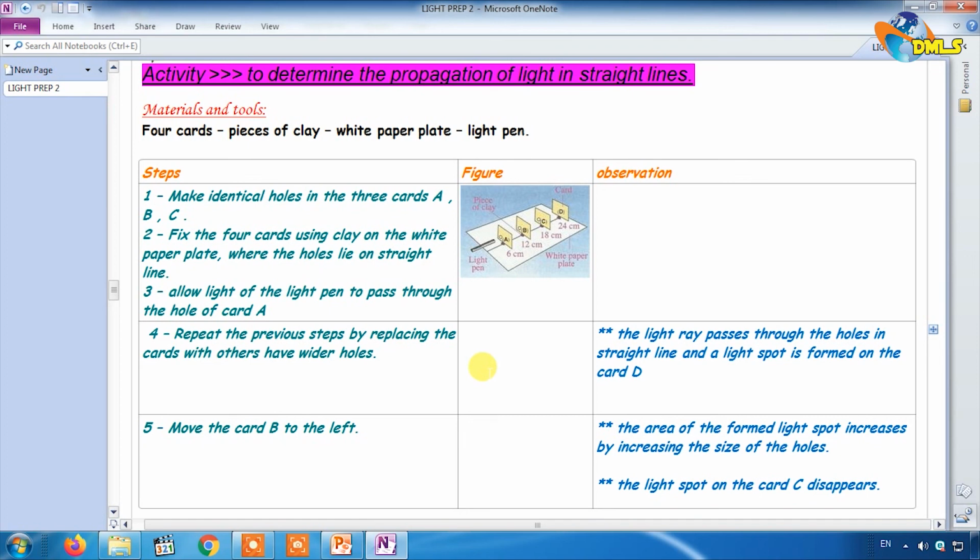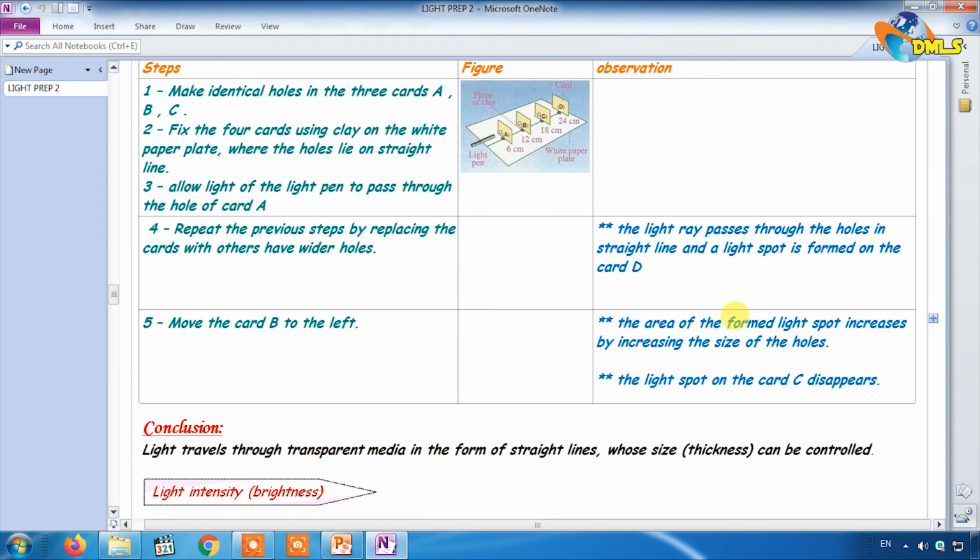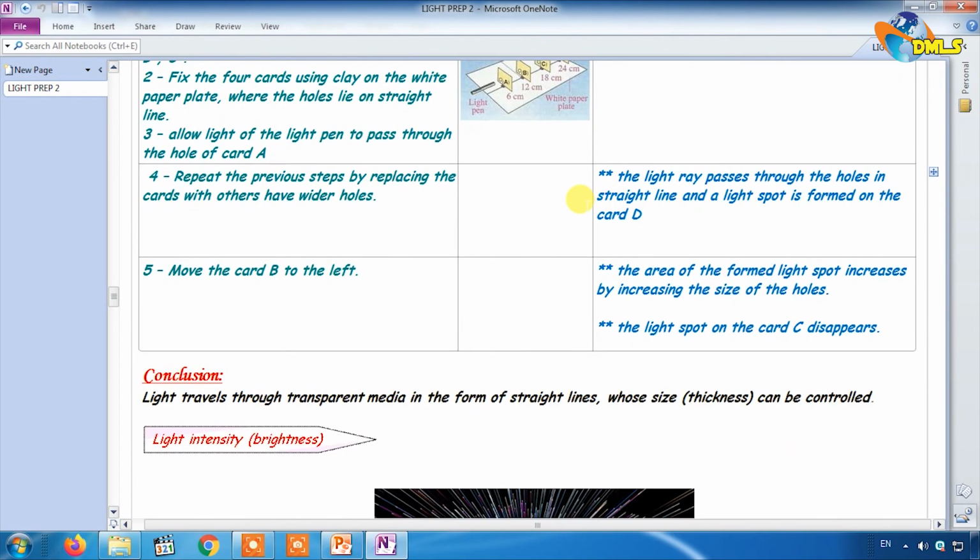Here, what can you observe when we repeat the experiment using the wider hole? The light ray passes through the hole in a straight line and a light spot is formed on card D. When you observe card D, you can see a spot of light. Because of what? Because light travels in a straight line. Then move card B to the left. What can you observe? The area of the formed light spot increases by increasing the size of the hole. Last, the light spot on card C disappears. Why? Because it is formed on card D. Our conclusion from this activity: light travels through transparent media in the form of a straight line whose size or thickness can be controlled.